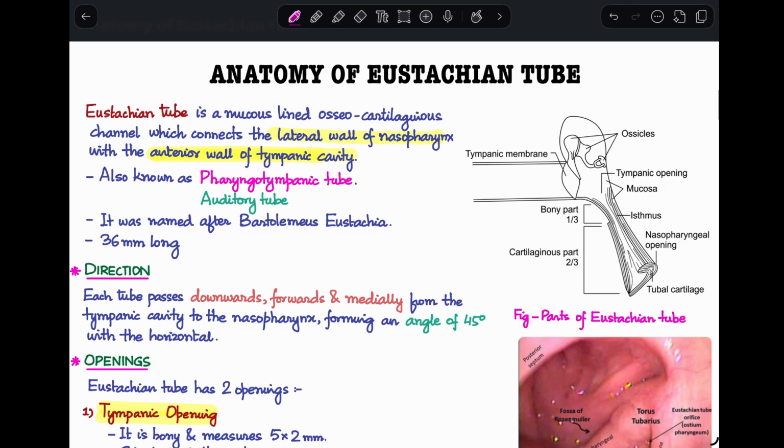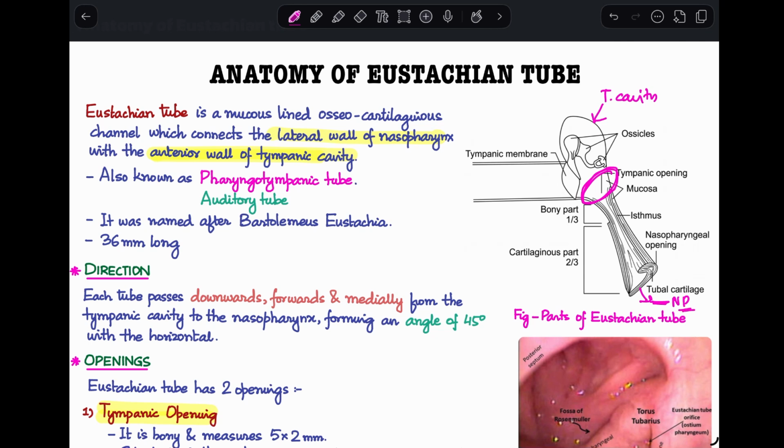As you can see in the image over here, this is our tympanic cavity, right? So our Eustachian tube begins over here at the anterior wall of the tympanic cavity and it projects forwards, and here it connects with the nasopharynx, the lateral wall of the nasopharynx.